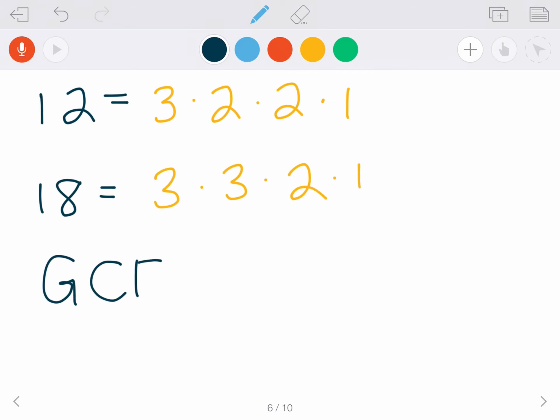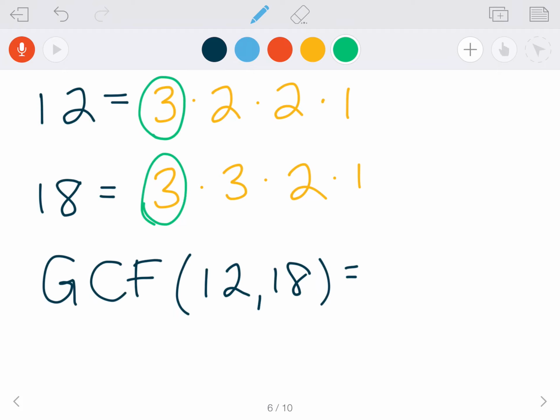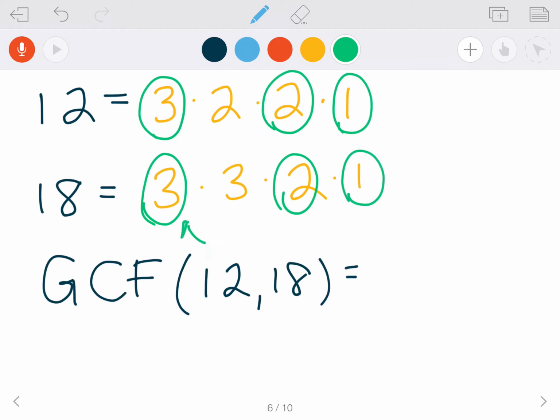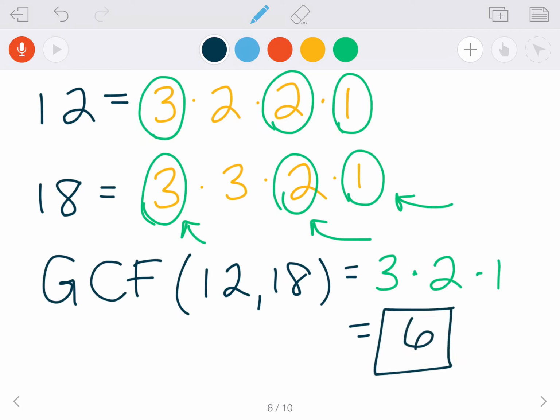So now for the GCF of 12 and 18, remember we're looking for the product of everything in common. So I see a 3, I see a 2, and I do see a 1. And that's it. So in this group, the number in common is 3. In this group, the number in common is 2. And in this group, the number in common is 1. And the product of 3 times 2 times 1 is 6. So 6 is the GCF of 12 and 18.